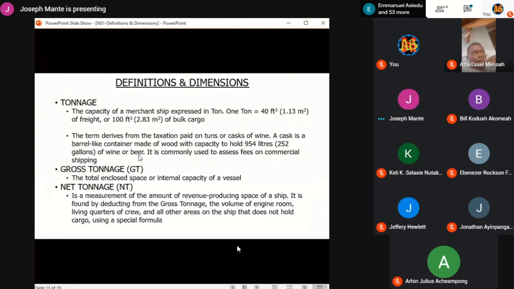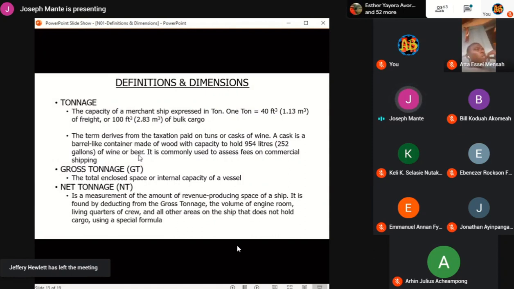So when we are designing, recently we were designing one ship, the person said he wants the ship to carry 15 people. And we said this place cannot carry 15. He insisted he needs that, so it became a hotel argument. He wants more space so that he can have more money. But we told him, considering the environment it is going to operate in, it would not be advisable. So when you say net tonnage, it's a measurement of the amount of revenue producing space of a ship. So you now know tonnage, gross tonnage, and net tonnage. I hope I'm clear with that.